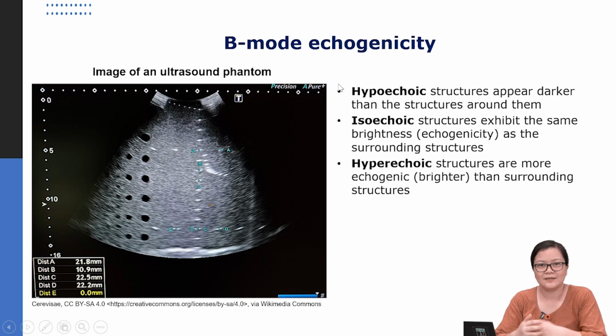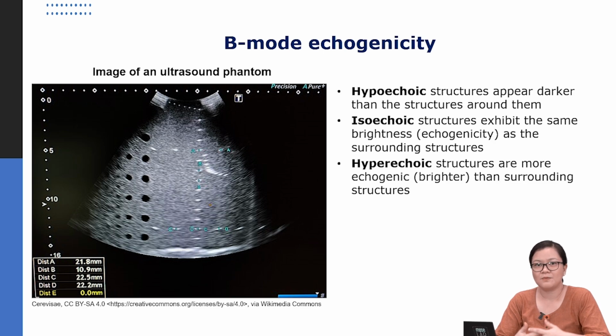When we talk about looking at the different amplitudes in a B mode image, we talk in terms of echogenicity. So is a structure brighter than another structure in that image? There are several terms that you will hear when we talk about the echogenicity of a B mode image. For instance, if you have structures that appear darker than other structures around them, then they are considered hypoechoic. And there are some structures, isoechoic structures, that have the same brightness or echogenicity as the other tissues surrounding them.